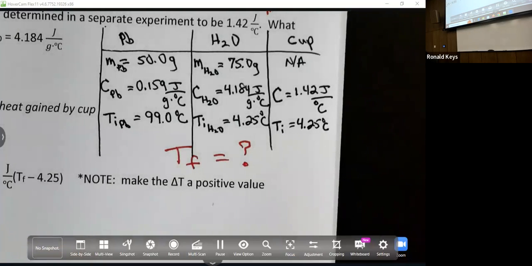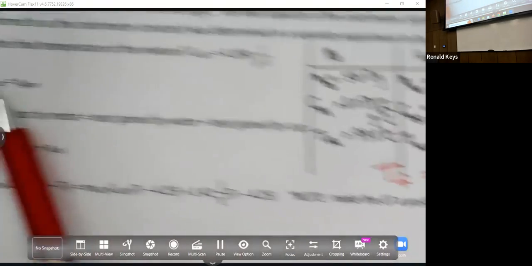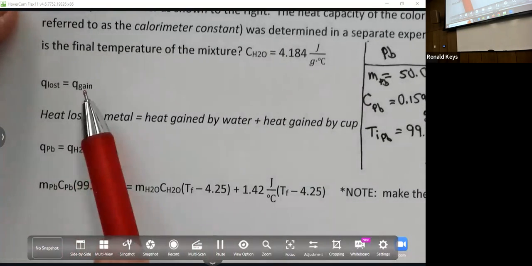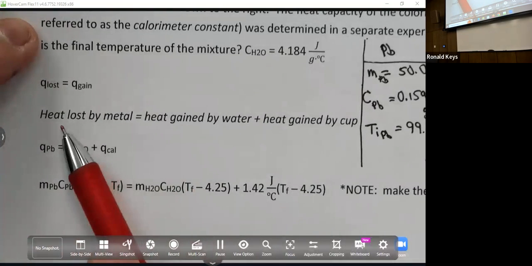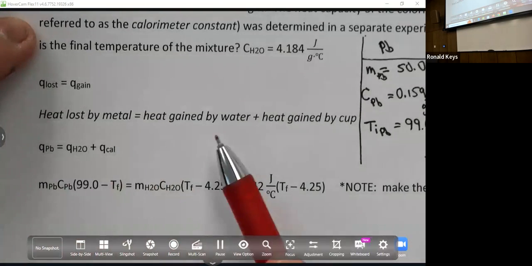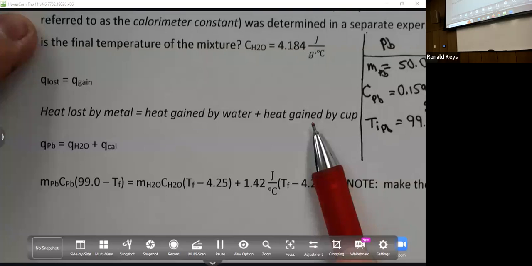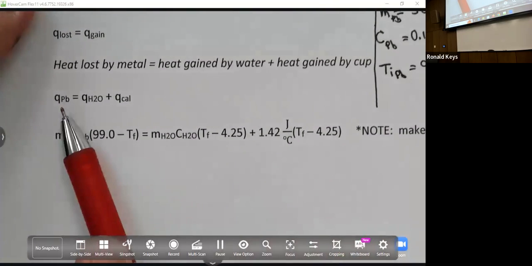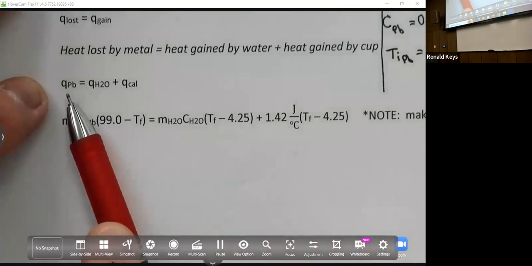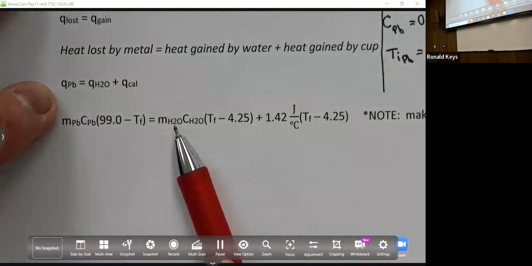Okay. We're doing the same thing. Q lost, and this time I typed it out more and more as I went. Q lost equals Q gain. Heat energy lost equals heat energy gain. There's going to be heat energy lost by the metal. What's going to gain heat is the water and the cup. Or Q of the lead equals Q of the water plus Q of the calorimeter, or the cup.